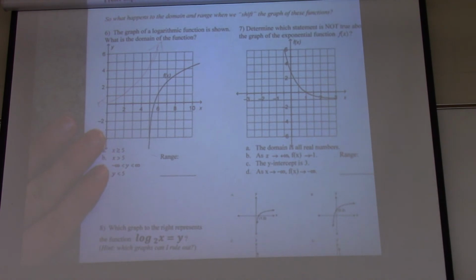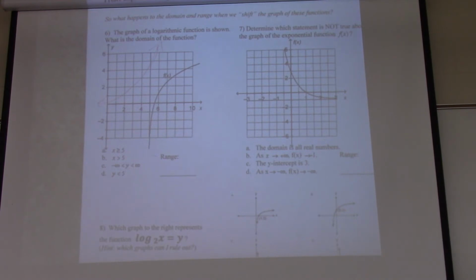Again, not trying to learn about logarithms today. That will come the rest of this chapter. All I'm trying to do is say, look at that graph and tell me what the domain and range are. You got A, B, C, D. Which one is it? Look at the graph. What does it look like the domain is? C. Looks like it's C.